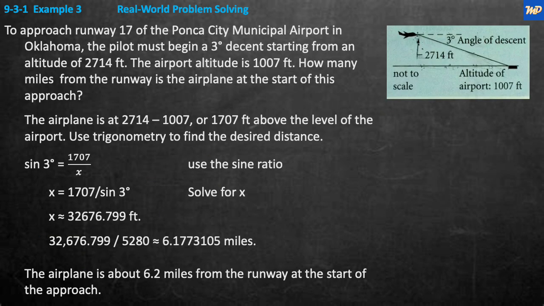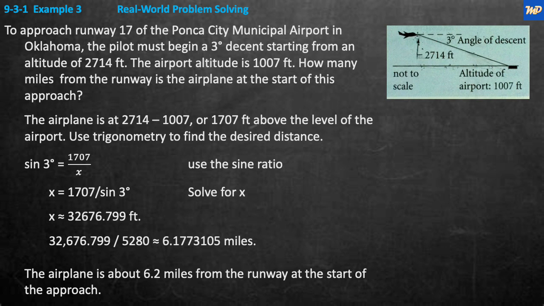Okay, example 3, it's a real world problem. To approach runway 17 of the Ponca City Municipal Airport in Oklahoma, the pilot must begin a 3-degree descent, that's the glide path pointing down at an angle of depression of 3 degrees, starting from an altitude of 2,714 feet above sea level. The airport altitude is 1,007 feet above sea level. How many miles from the runway is the plane at the start of the descent?